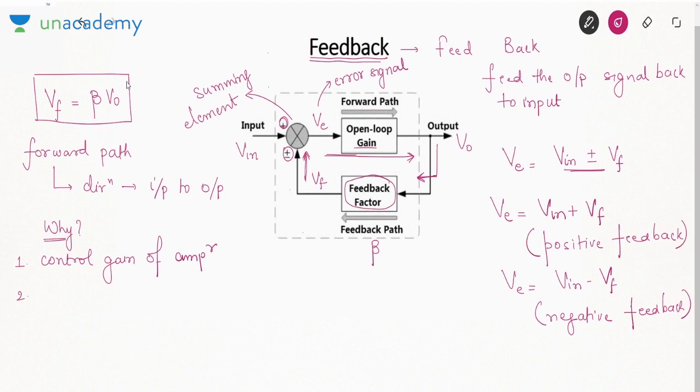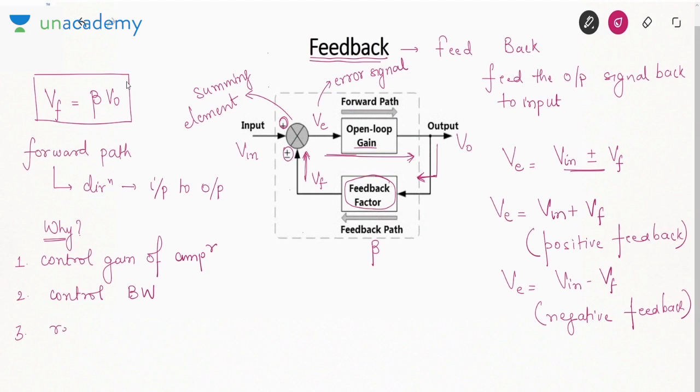Second, to control bandwidth. Bandwidth I have told in frequency response. It is the range of frequencies which can be amplified by the amplifier. So that region I was calling as midband. So midband was the range of frequencies that experience constant gain. But in low frequency and high frequency, due to capacitances, the gain will change. So bandwidth is simply the range of frequencies which can be easily amplified by the amplifier. Okay.